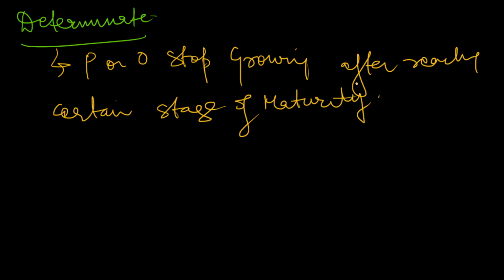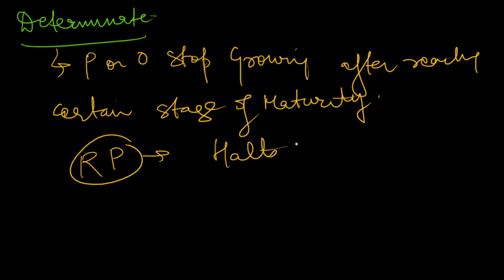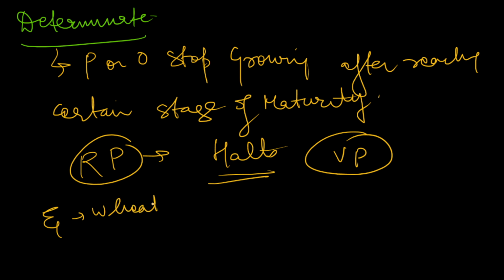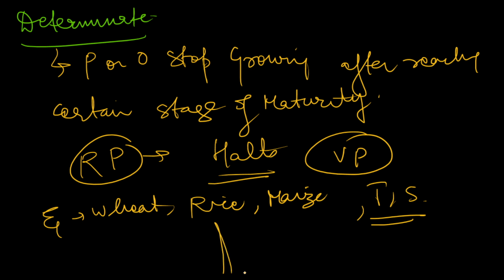For example, when the reproductive phase comes, generally the reproductive phase halts the vegetative phase. Once the plant or some organ has reached maturity, it will stop growing. There is a maximum limit to their size. This can be seen in wheat, rice, maize, tomato, sunflower. After reaching a certain height, the growth of rice stops. After reaching a certain height, the growth of wheat stops. This is determinate growth.